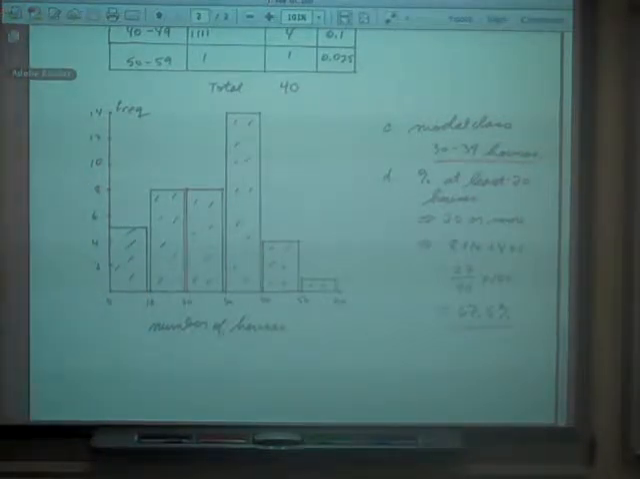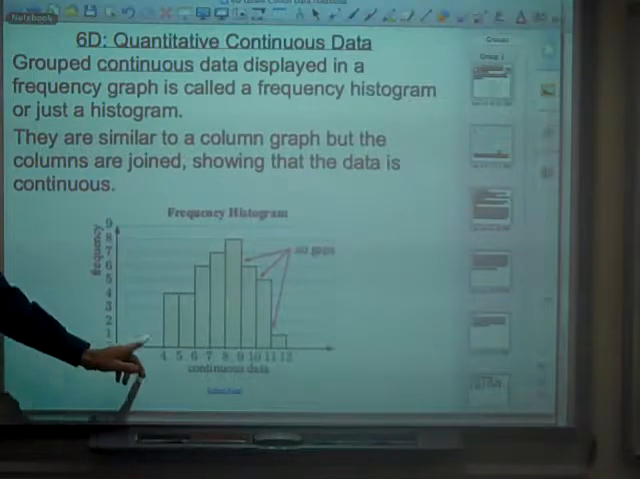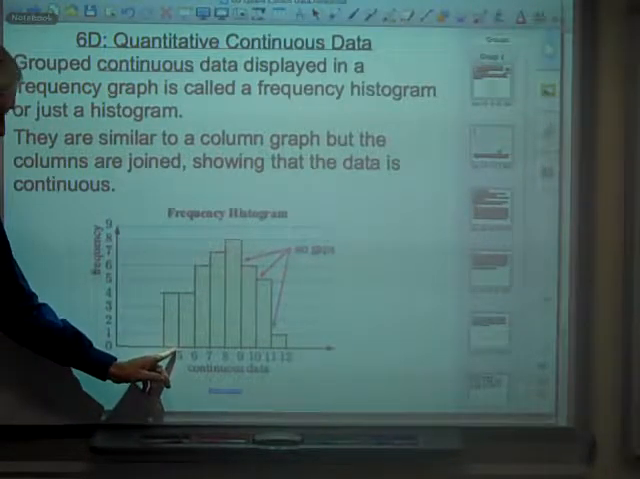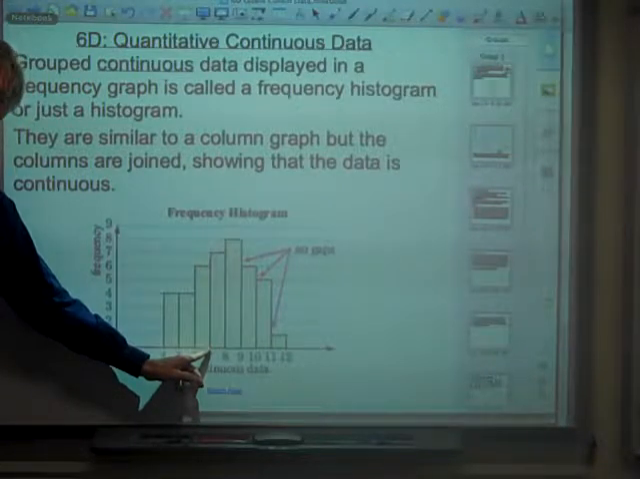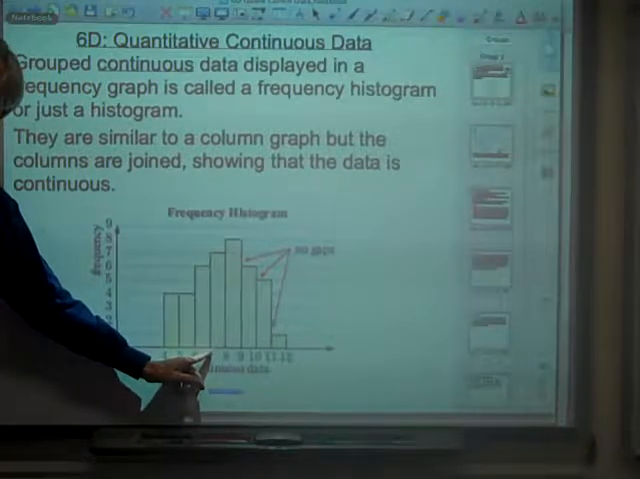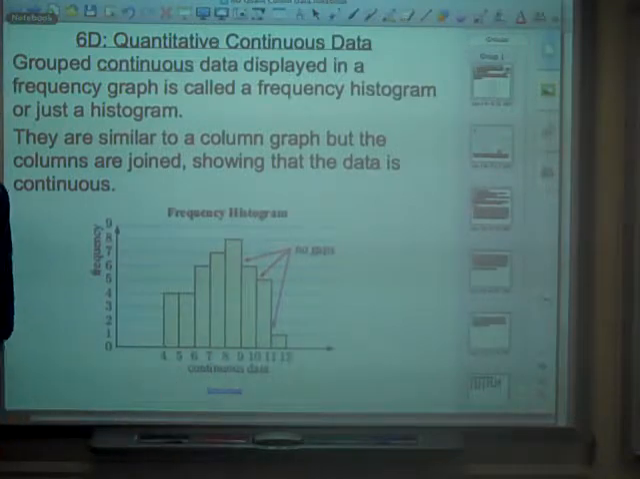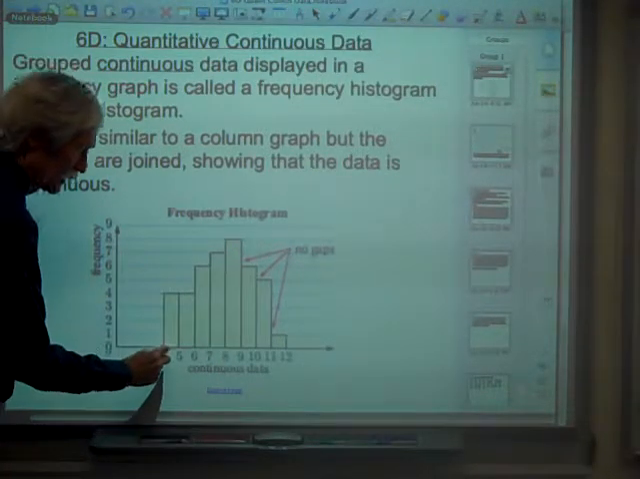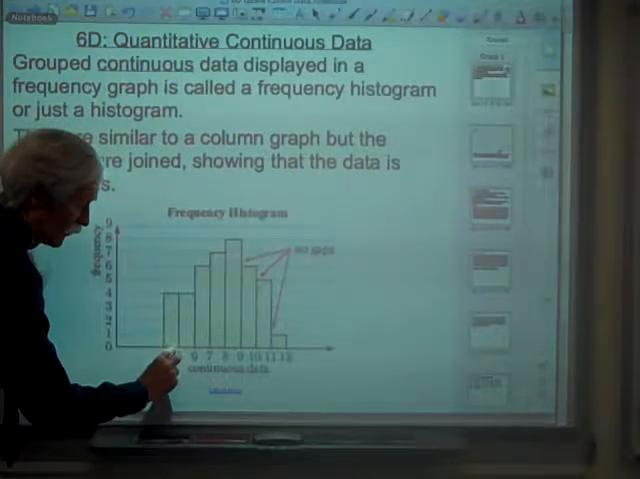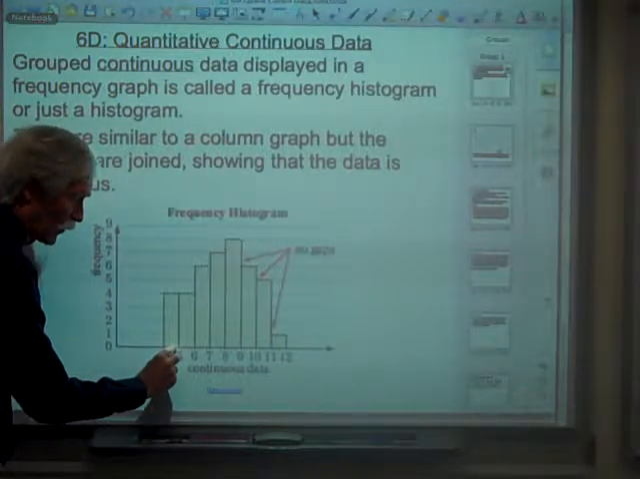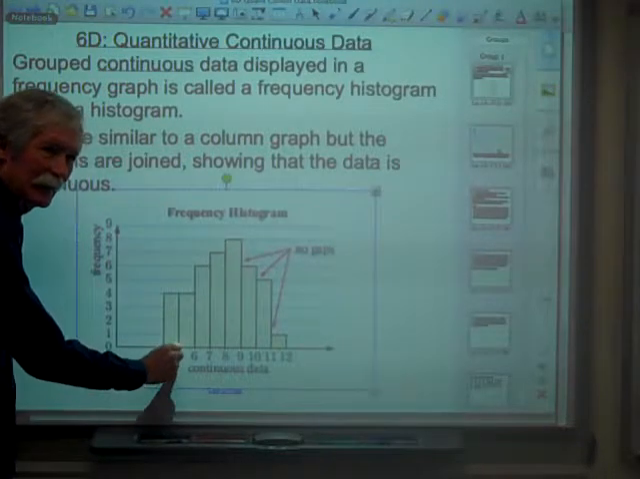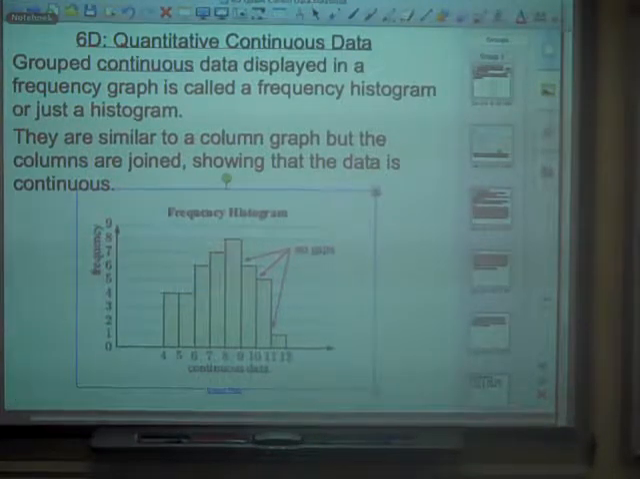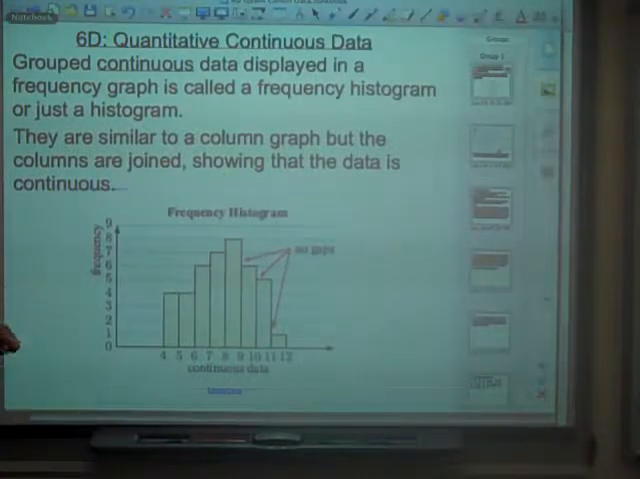What's happening with continuous data, however? With continuous data, could there be like a 6.2 and a 6.9 and a 6.999, perhaps, all the way out to 7? So with continuous data, you put the bars together because it's not just whole numbers, it can go 4.9, 4.99, 4.999, and then 5. So you put the bars together.